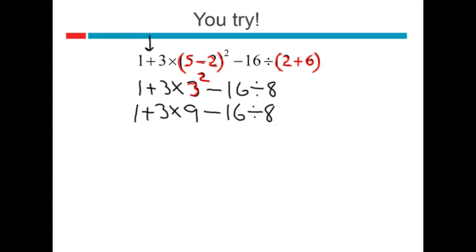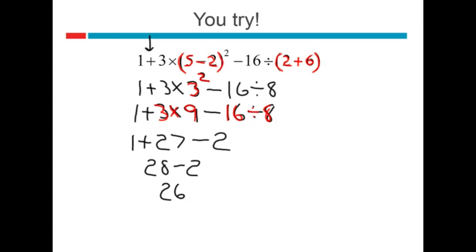Next step, hopefully you remembered the 3 times 9. And over here, the 16 divided by the 8. Those are the two steps I'll take in this line. You bring the 1 down, the plus. 3 times 9 is 27. Minus 16 divided by 8 is 2. Working from left to right, 1 plus 27 is 28. Minus 2, or 26.